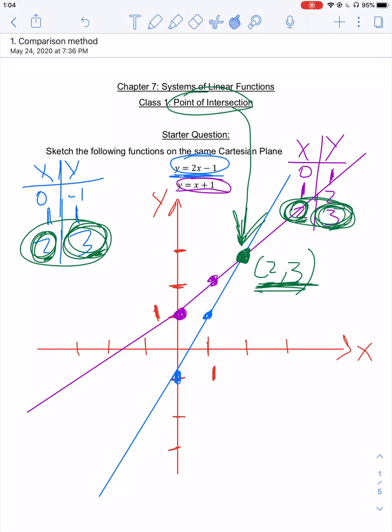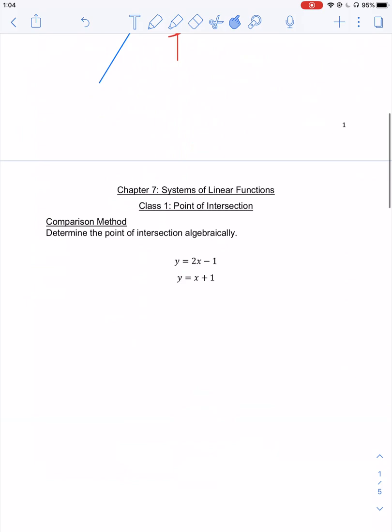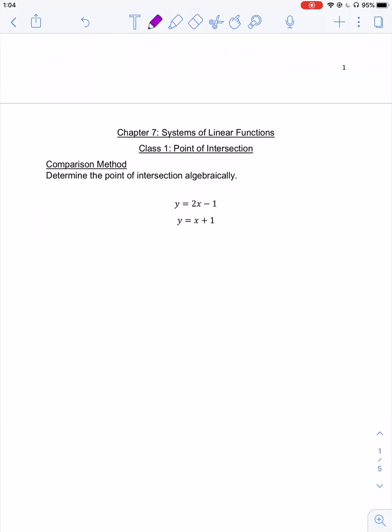So in this case, now let's move on. How do you determine the point of intersection algebraically? Without graphing your functions, because again, graphing is very time consuming. There is a method known as the comparison method. So how does that work? When you have y equals something, and you have the same variable, y equals something, then you can compare the two variables because they're one and the same.